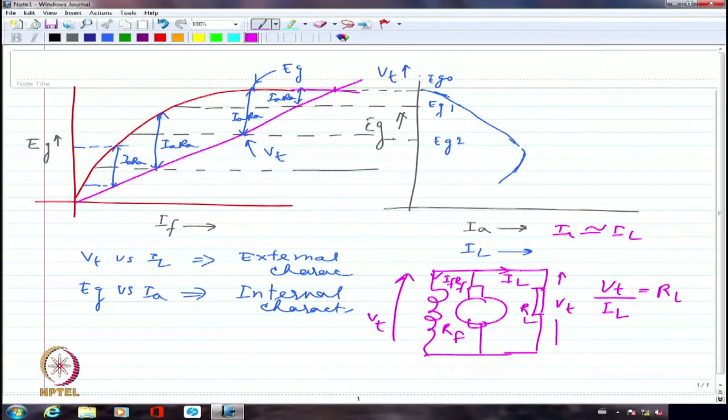Any questions? Because I hear a lot of crosstalk. If you have any questions, please address it here, please. Thank you. So much for the shunt excited generator.